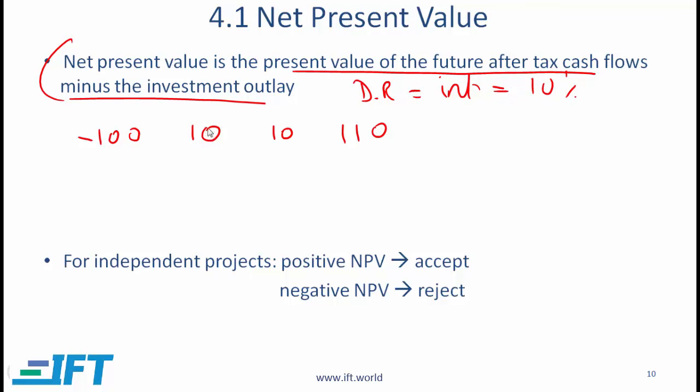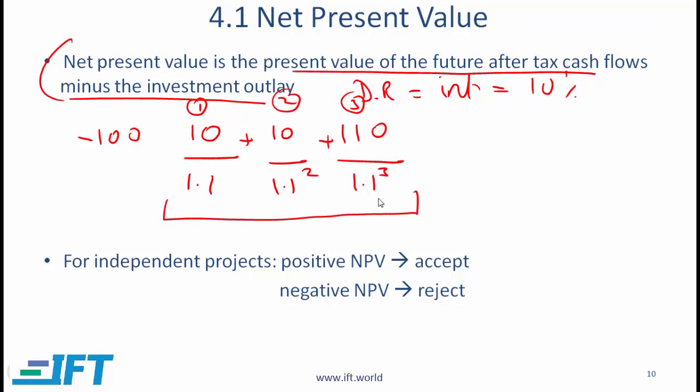The present value of the cash flow at period 1 is 10 divided by 1.1 because we have a discount rate of 10%. The present value of the second cash flow is 10 over 1.1 squared because this cash flow is happening at the end of 2 years. The present value of the cash flow which happens after 3 years is 110 divided by 1.1 cubed. The sum of these three represents the present value of the future after-tax cash flows.